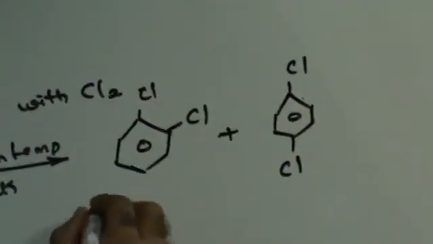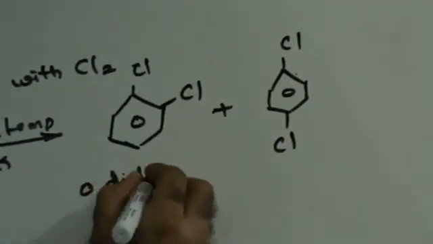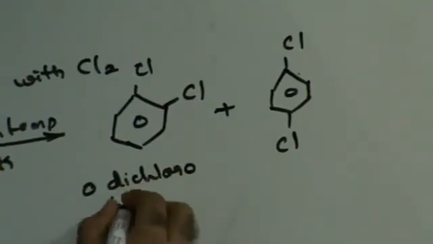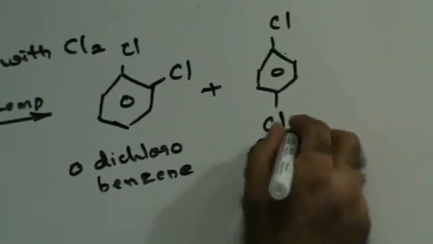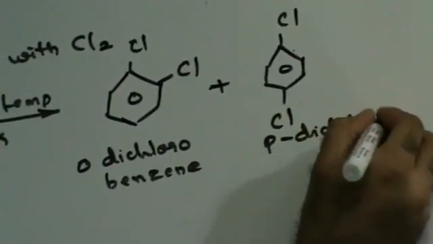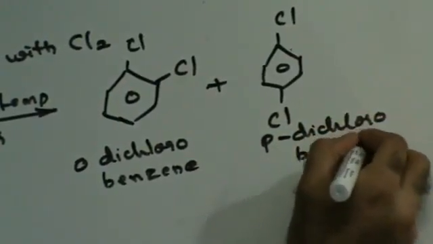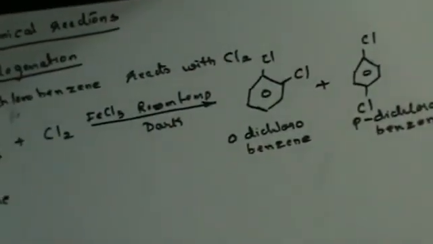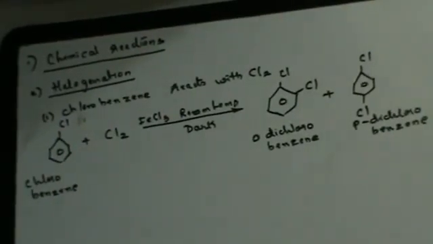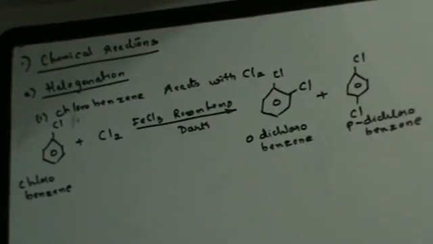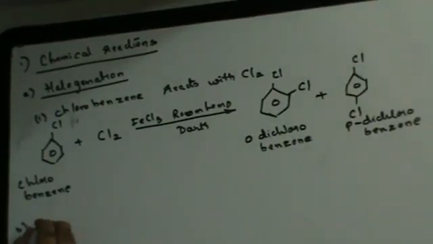This is ortho dichlorobenzene and this is para dichlorobenzene. So in this case, chlorobenzene undergoes reaction with chlorine in the presence of ferric chloride to give you ortho and para compounds. Next reaction, let's see nitration.